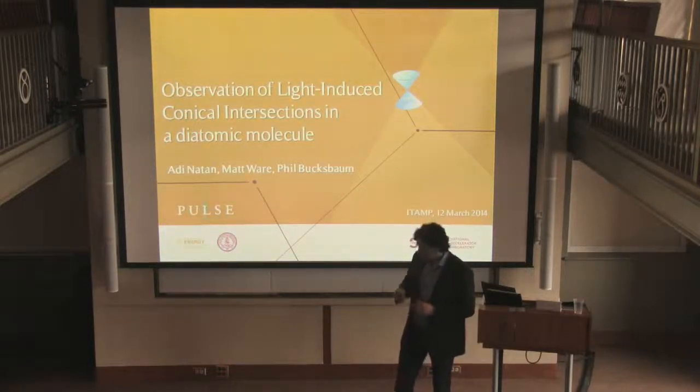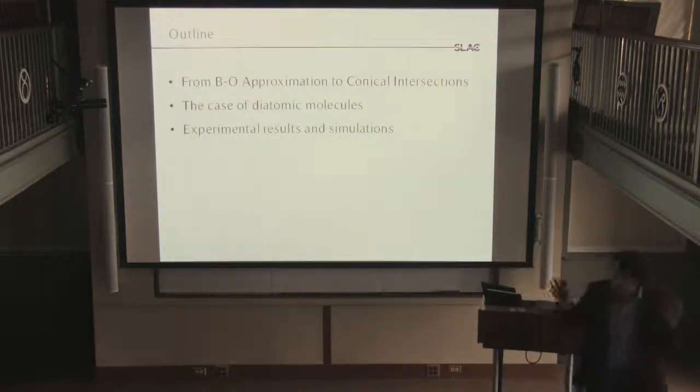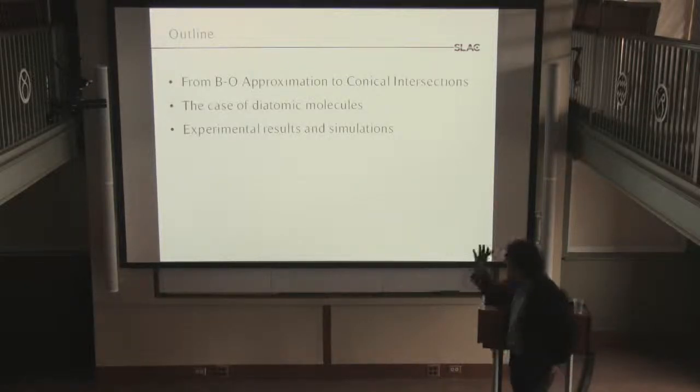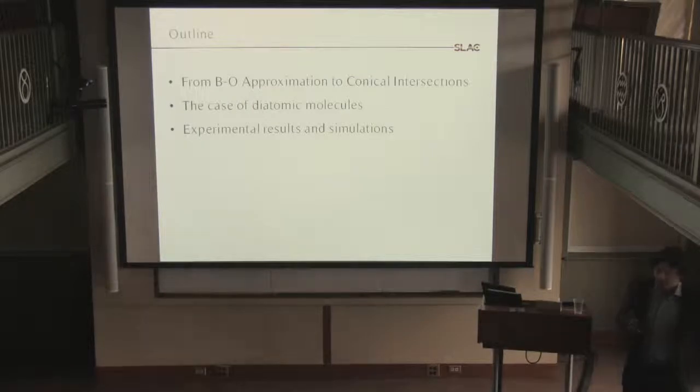And we start with the basics of the basics. We start with the Born-Oppenheimer approximation, and we'll see how conical intersections are produced. We'll then talk about the case of diatomic molecules, and if you think of it really shortly, you'll see that it's impossible to have conical intersections in diatomics. And then I'll discuss some experimental results and simulations that we have.